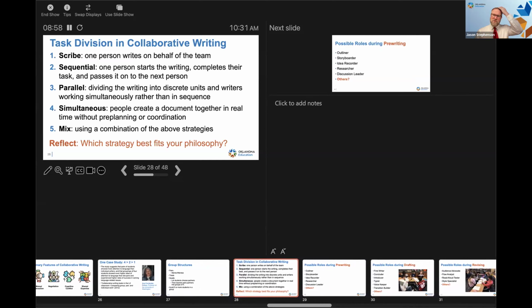Another method is sequential, where one person starts the writing, completes their task, and then they pass the writing on to the next person. And this can be done digitally in a shared Google Doc, but you could also do it analog style with paper and pencil. You wouldn't necessarily have to have students write beginning, middle, end. The very first person who writes, maybe they write one of the body paragraphs, and then the next person writes the intro, the next person writes another body paragraph, and then the final person maybe writes the conclusion. But that's the sequential process.